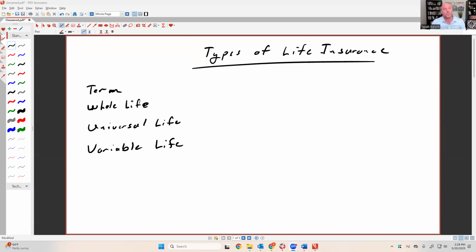All things financial. Today, I want to talk about the different types of life insurance. Now, this is not an exhaustive list, but these are the most common types of life insurance policies. I'm going to get into some attributes of each one.